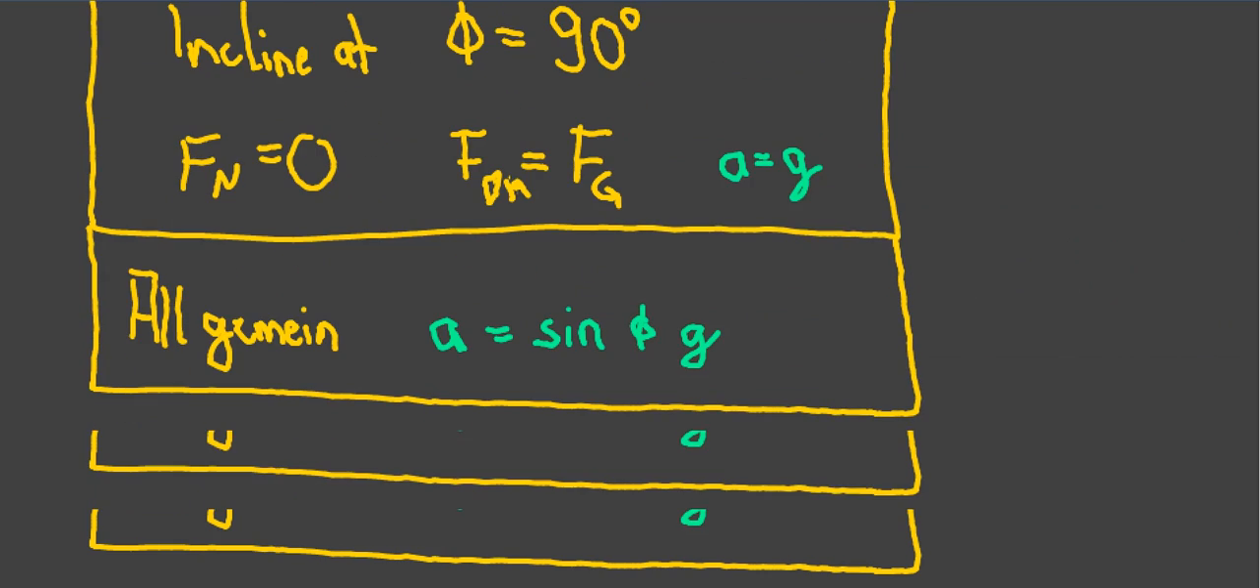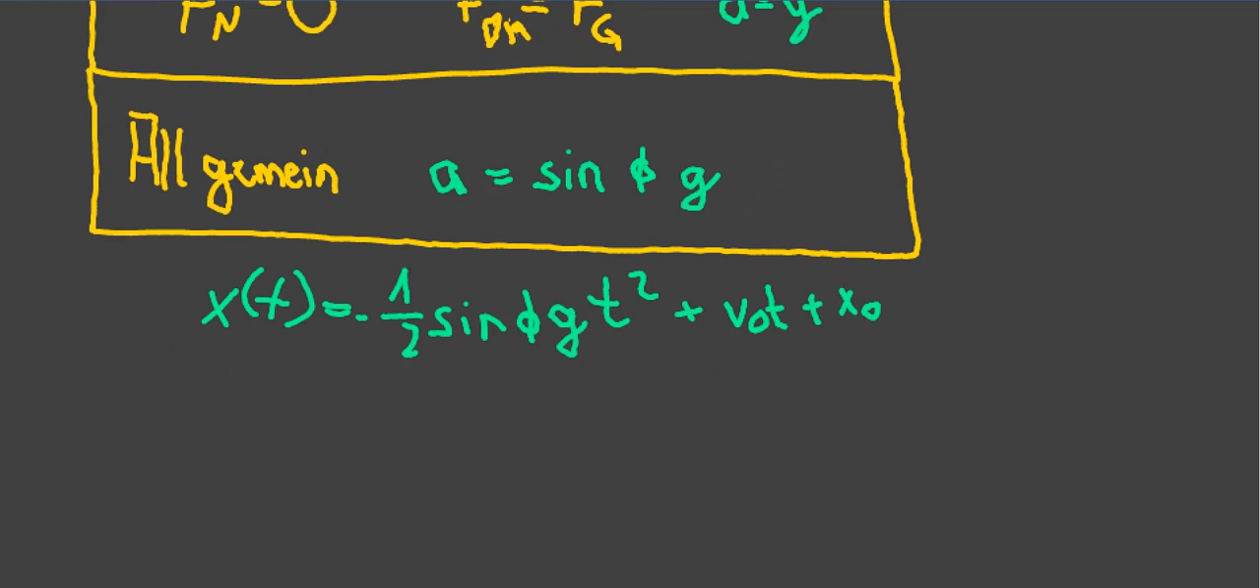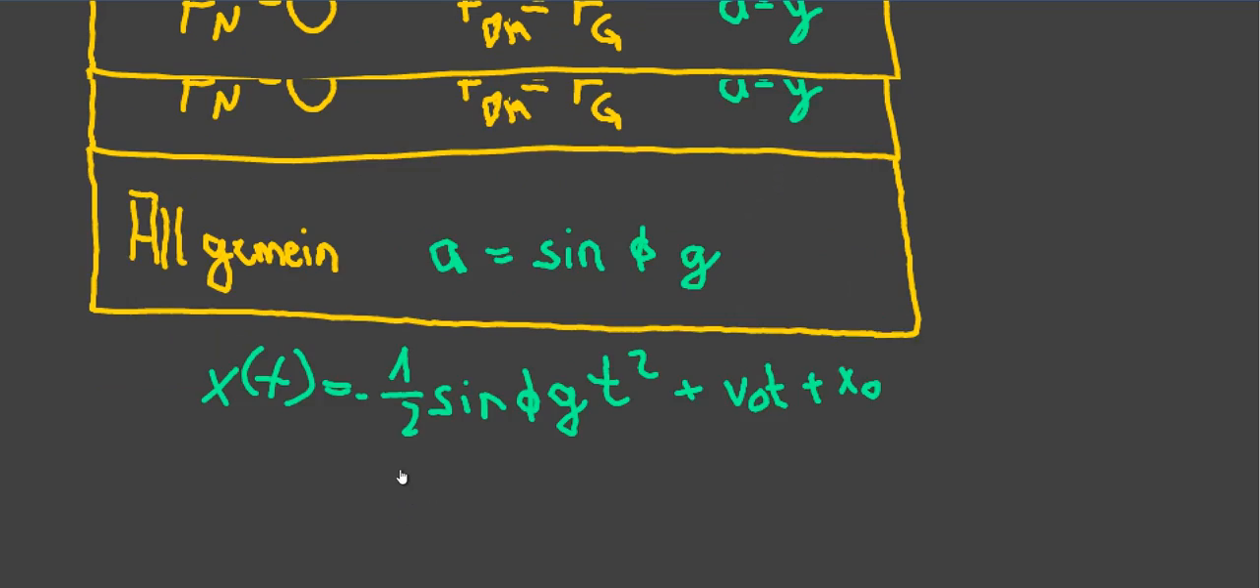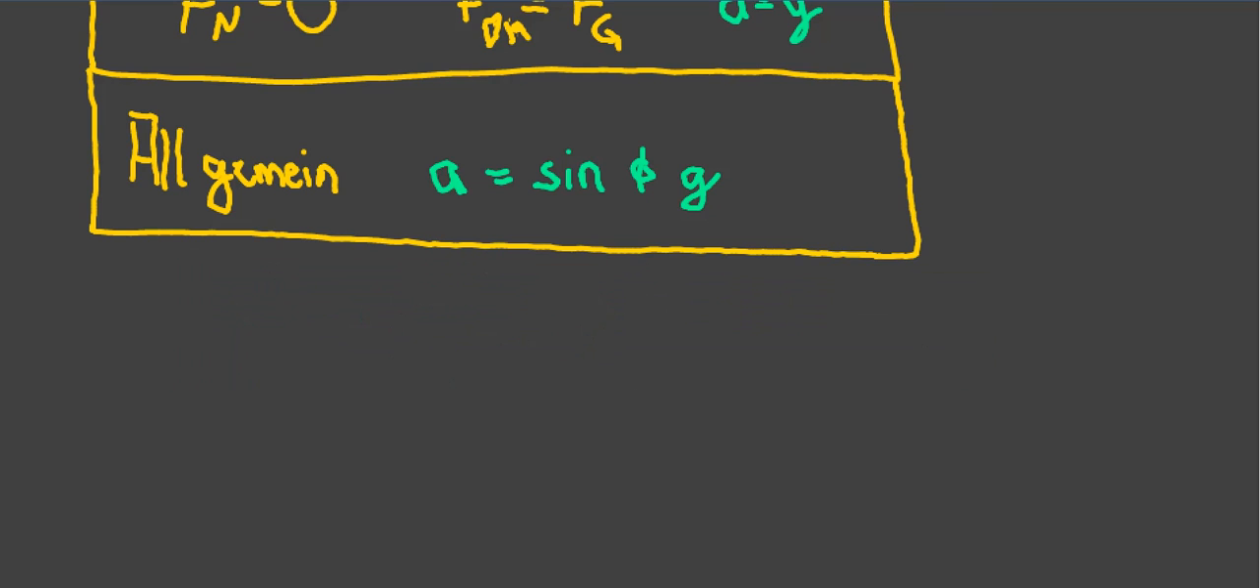Now for everything in between, we actually have to substitute into the formula 1/2 a t squared and so on. We just have to substitute sine of phi times g. So it would look about like this, while we have to remember that our force is actually pointing downwards, so I've added this minus right here. So then we have x of t equals minus 1/2 sine of phi g t squared plus v0 times t plus x0.